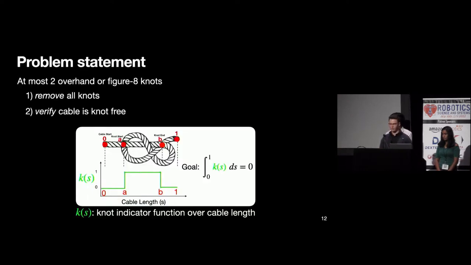To make this a little bit more formal, our goal here is cables with at most 2 figure-8 or overhand knots, and our goal is to remove all knots and then verify that all the knots have been removed. If you want some more formalism, you can think of this as defining an indicator function over the length of the cable, and our goal is to make this indicator 0 everywhere.